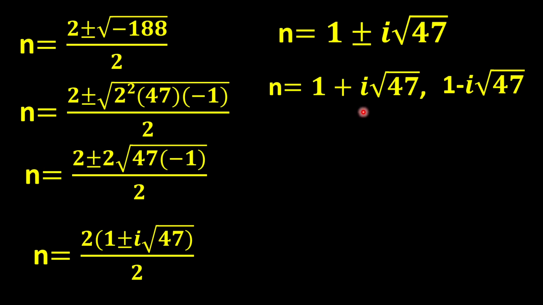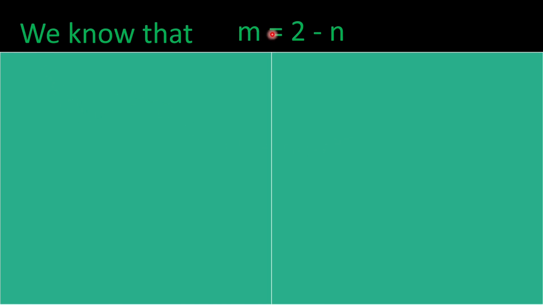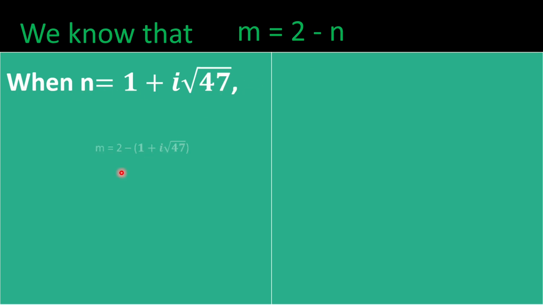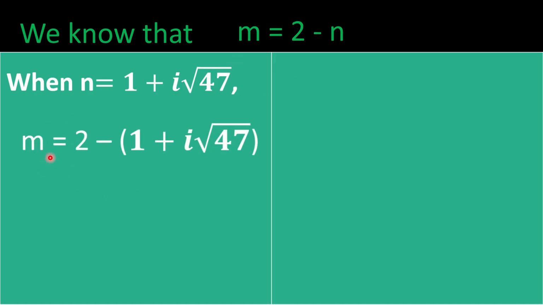So now we have two values of n, and in the next step, as we know that m is equal to 2 minus n, we will put the value of n one by one. So when we have the value of n equals 1 plus iota times square root of 47, we will put this value of n in this equation. So our equation will become 2 minus the value of n, which is 1 plus iota times square root of 47.